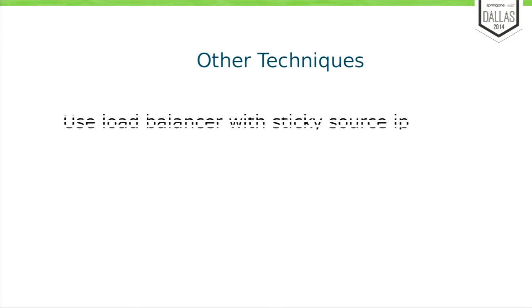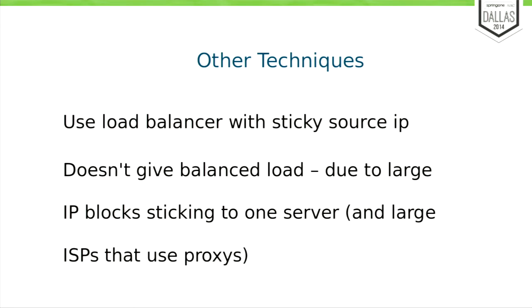So what are some other techniques you can use? You can use a load balancer with sticky source IP. It doesn't really give a balanced load, though. Especially in a B2C kind of app where you've got end users, maybe they're coming from a big firewall at an ISP like, I don't know, AOL or Earthlink or something like that, or a big company. It's going to stick all those people on one server, right? So you'll wonder why this one server is overloaded and I have all these other servers sitting there doing nothing. So that's a traditional problem with that approach.